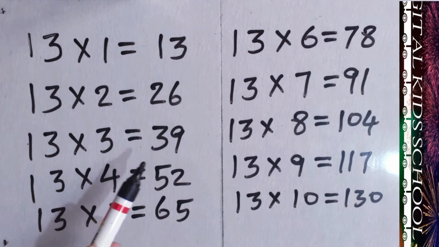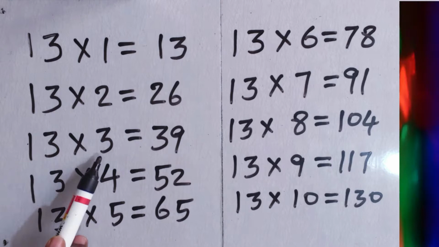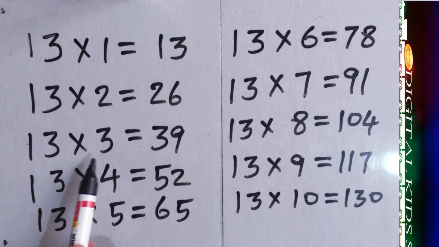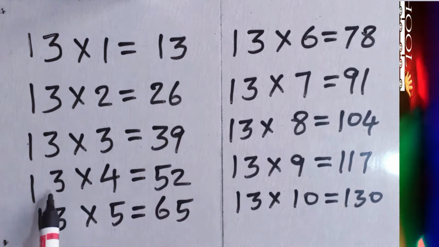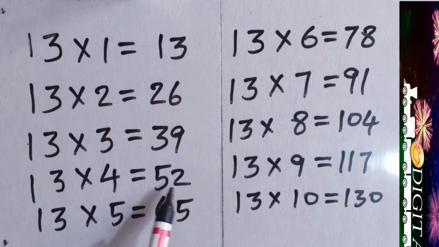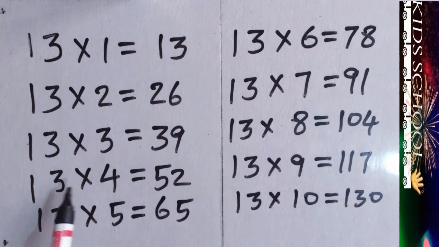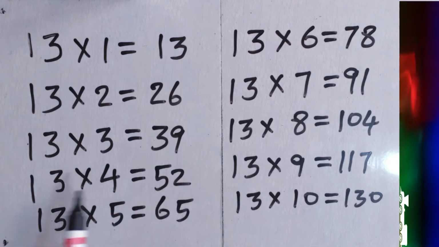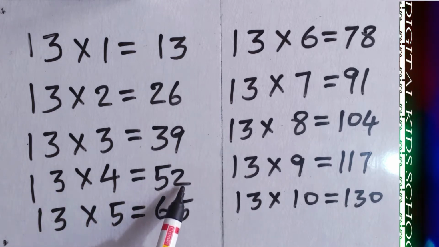13 into 3 is equal to 39. 13 multiplied by 3 is equal to 39. 3 times 13 is equal to 39. 13 into 4 is equal to 52. 4 times 13 is equal to 52. 13 multiplied by 4 is equal to 52.